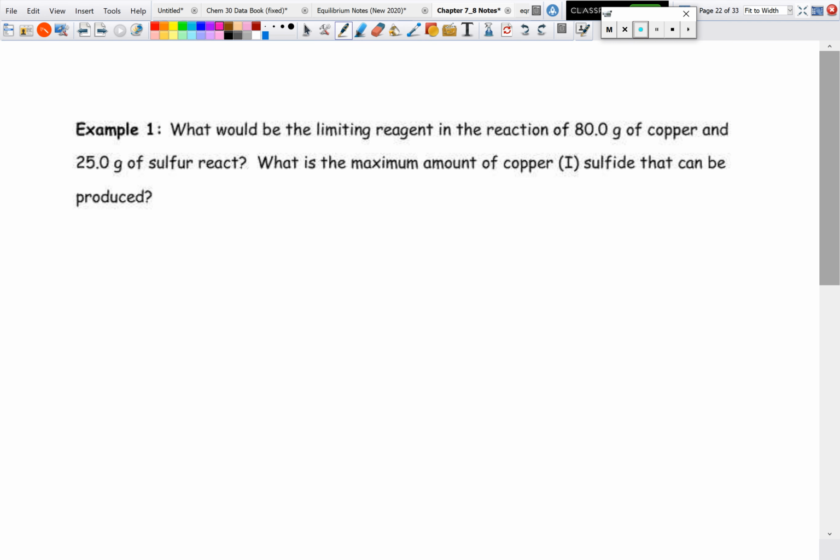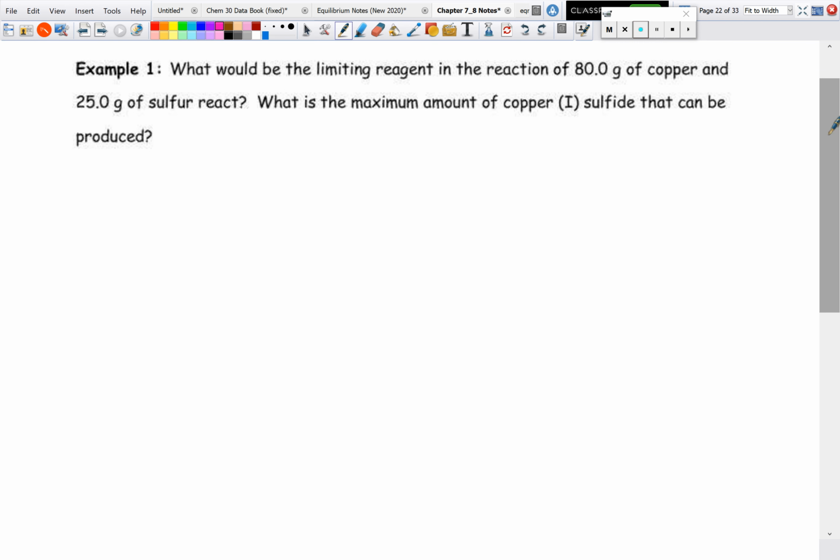Alright, so for this one right here, it says, what would be the limiting reagent in a reaction of 80 grams of copper and 25 grams of sulfur? What is the maximum amount of copper 1 sulfide that can be produced? So it is giving us a little bit of information here. This is a formation reaction because we have elemental copper and elemental sulfur reacting. And the product is copper 1 sulfide.